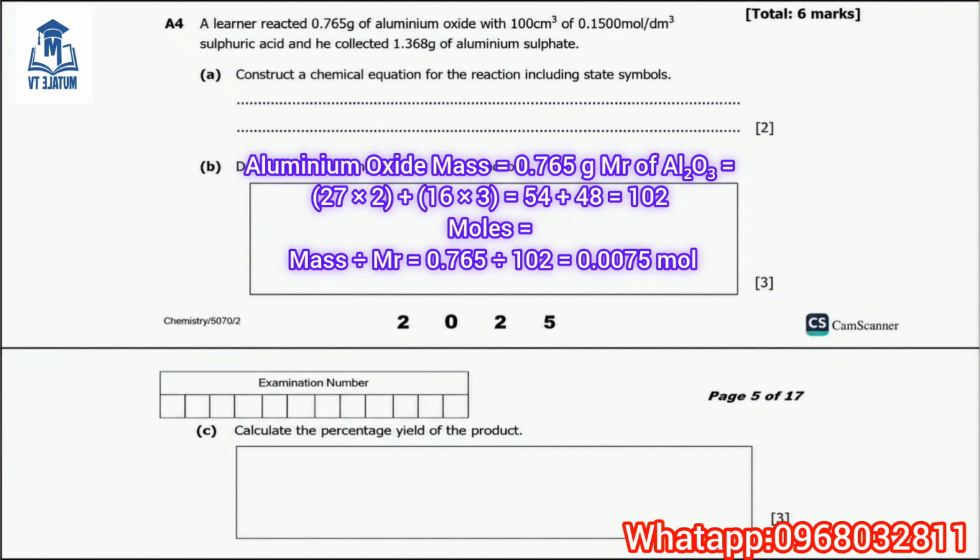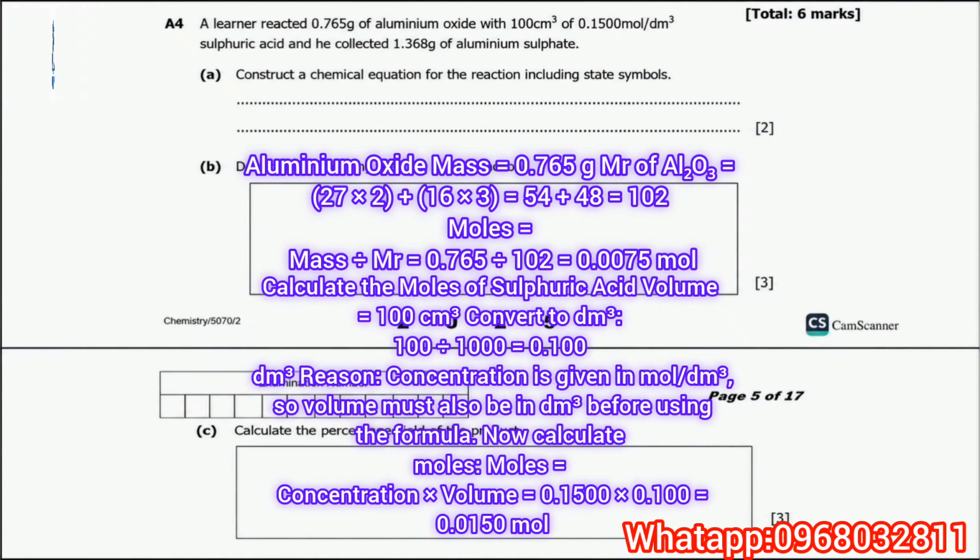Once you find the moles for aluminum oxide, which is one of the reactants, we need to find the moles of the other reactant, which is sulfuric acid. Now pay particular attention here. How do we find the moles when you are given the concentration and the volume of the substance? The formula is going to change. We're not going to use the formula we used for aluminum oxide. Why? Because for sulfuric acid, we have been given only the concentration and the volume.